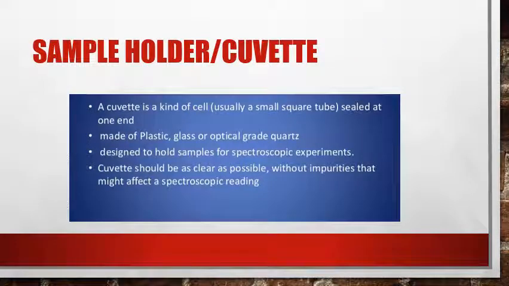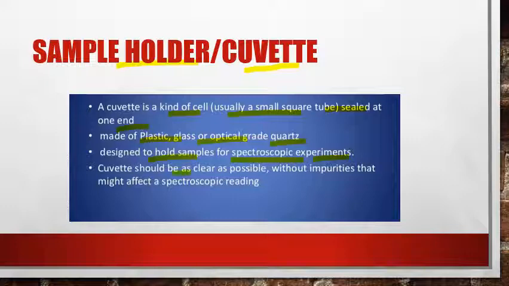The next feature is the sample holder or the cuvette. The cuvette is a kind of cell, usually a small square tube sealed at one end. It is made of plastic, glass or optical grade quartz. For the UV radiation, the cuvette is made of quartz, and for the IR radiation, we use glass cuvettes specifically. It is designed to hold the sample for spectroscopic experiments.